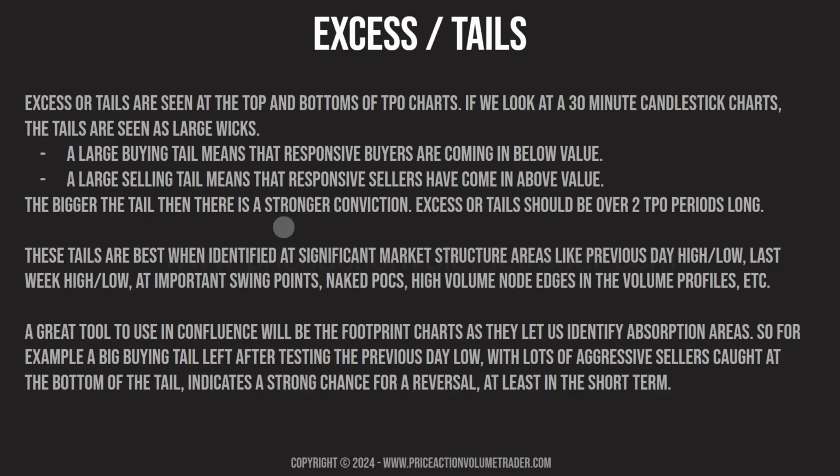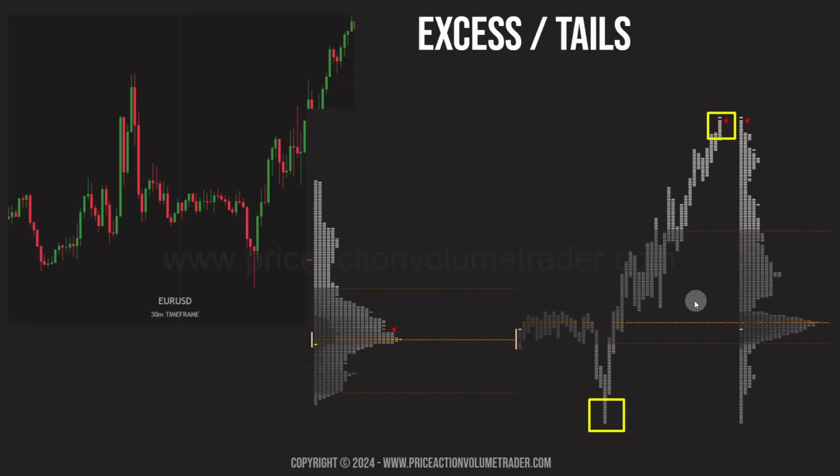A great tool to use for confidence will be a footprint chart, as this lets us identify absorption areas. So for example, a big buying tail left after testing the previous day low, with lots of aggressive sellers caught at the bottom of the tail, indicates a strong chance for a reversal, at least in the short term, okay? And we're going to see a few examples here.